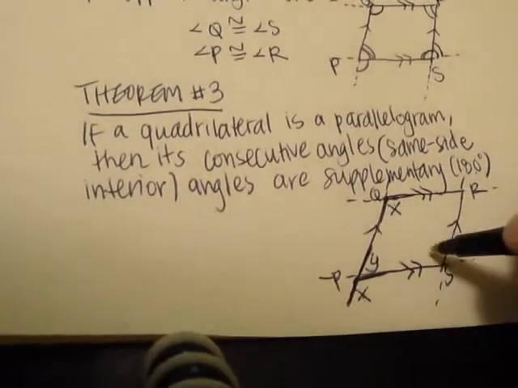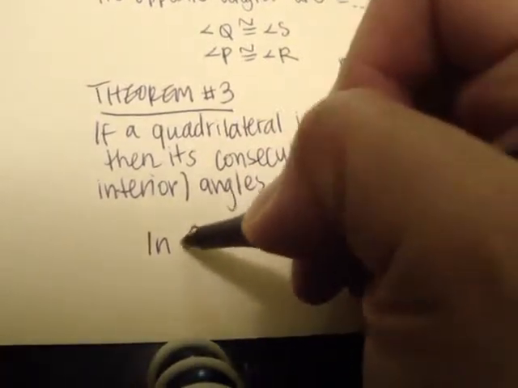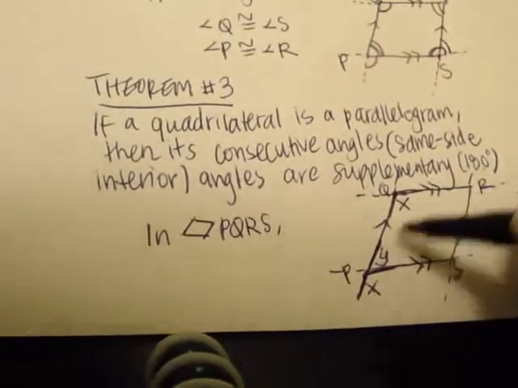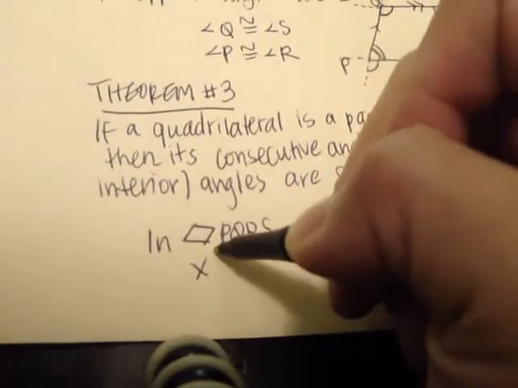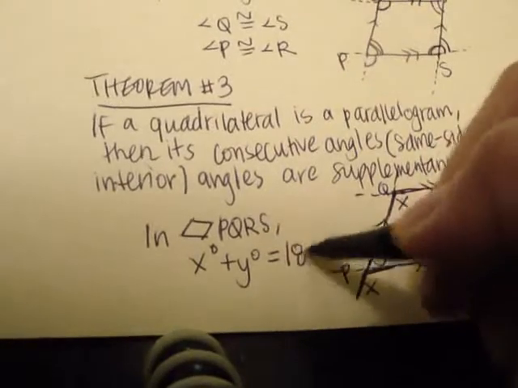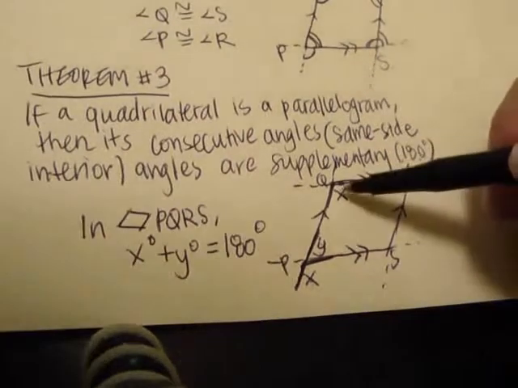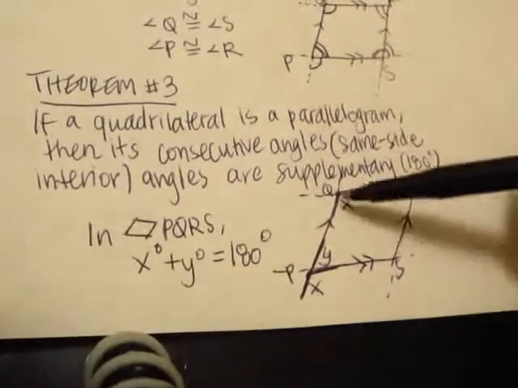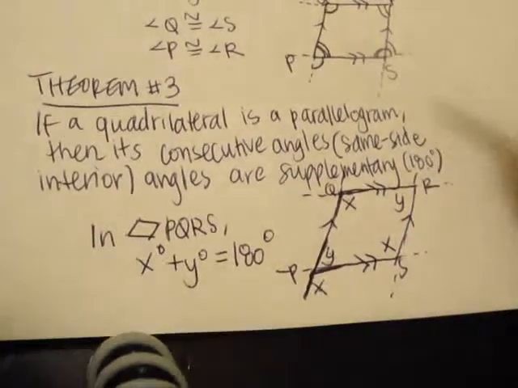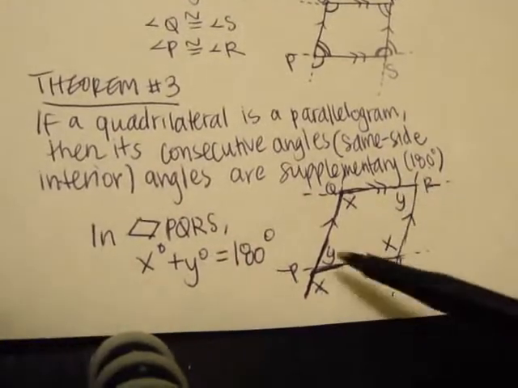So in a parallelogram, you can go ahead and conclude that the same side interior angles, or x plus y, are supplementary or equal to 180 degrees. And again, because we know the opposite angles are congruent to each other, I'm going to go ahead and label this x and label this y. And this works not only in this direction, but this direction, and this direction, and this direction.